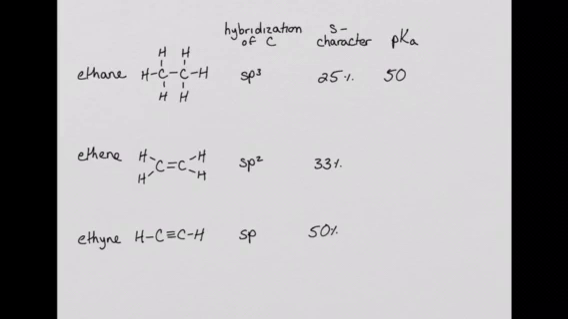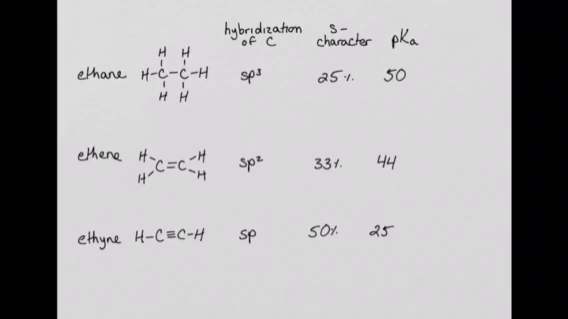As we increase the s character in ethene, we see that the pKa is reduced to 44. Still a very weak acid, but slightly less weak than ethane. The pKa of ethyne is 25. This is considerably more acidic than either of the other molecules, because the s character in these carbons is 50%, effectively making these carbons more electronegative and easier to deprotonate.